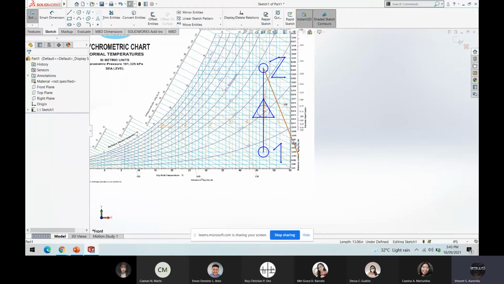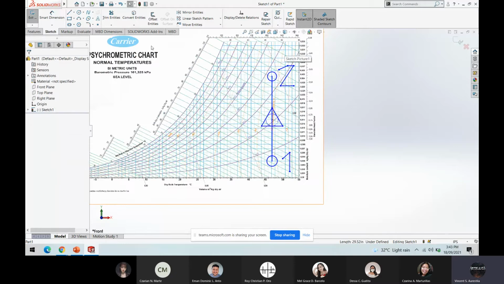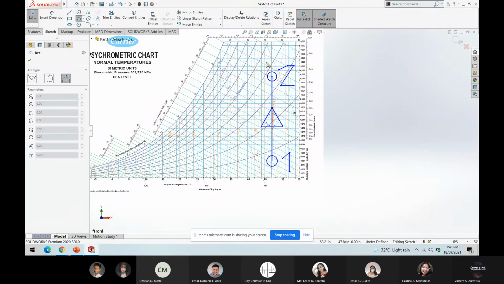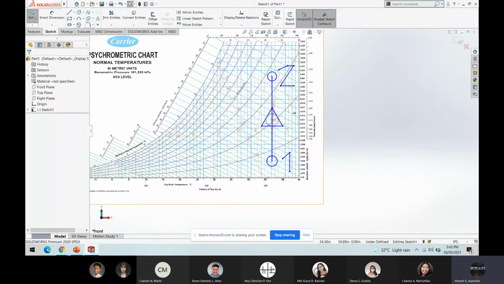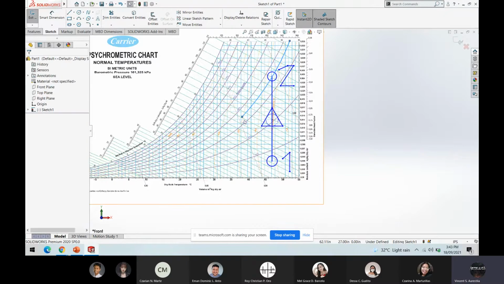So lastly, the psychrometric property that we will be observing is the relative humidity. The relative humidity is represented graphically like this. These violet lines, the one at the top, is the 100% relative humidity.